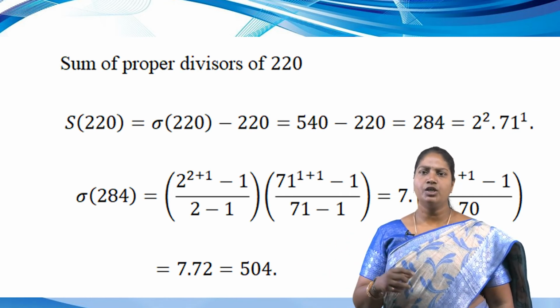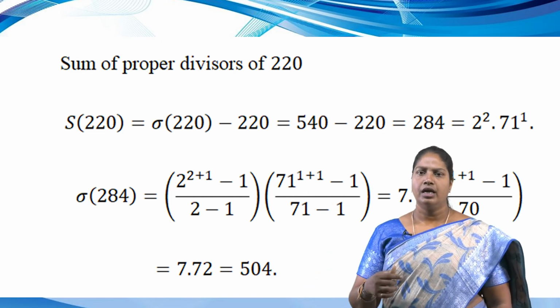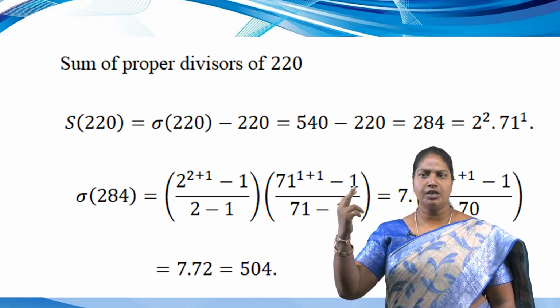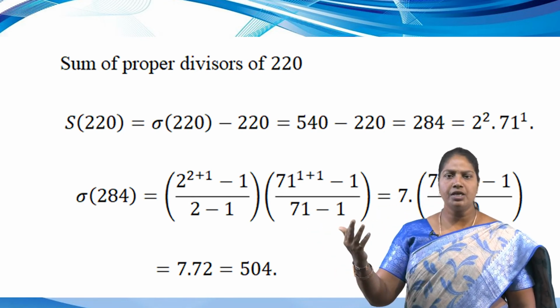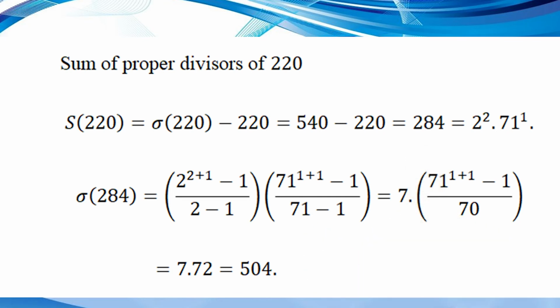And now observe that 284 can be written as 2 square into 71 power 1. And let me find the sum of the divisors of 284. It will be nothing but (2^(2+1) - 1)/(2 - 1) into (71^(1+1) - 1)/(71 - 1), which is nothing but 7 into (71^(1+1) - 1)/70. So this gives the product of two numbers, 7 into 72. It is nothing but 504.